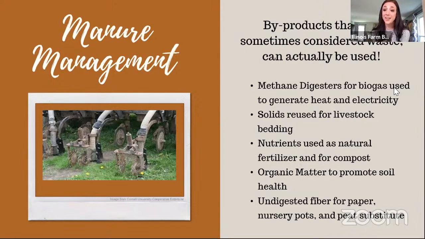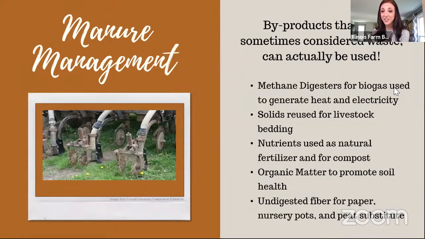The nutrients used as natural fertilizer and for compost, our poo has a lot of nutrients in it, believe it or not. It's all a part about the nutrient cycle. And so we could use those to benefit the soil in our personal gardens and all of that fun stuff. Organic matter, promoting that soil, again, if you're putting it down as a natural fertilizer.